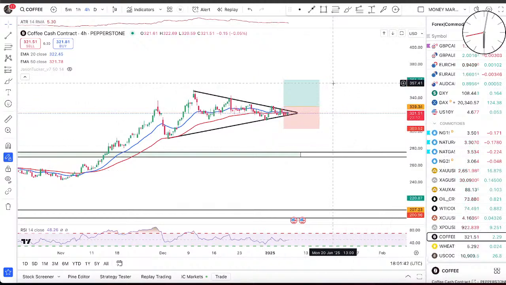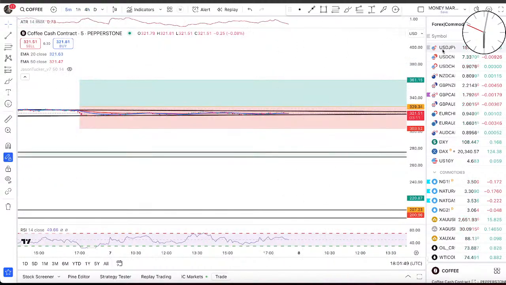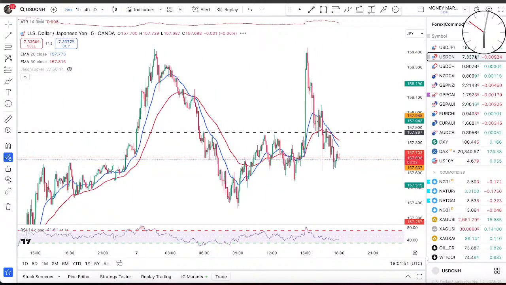So, yeah, keep an eye on this pattern here on coffee. But we do have a breakout setup on 5 minutes. If you are looking for scalping, you can do that.